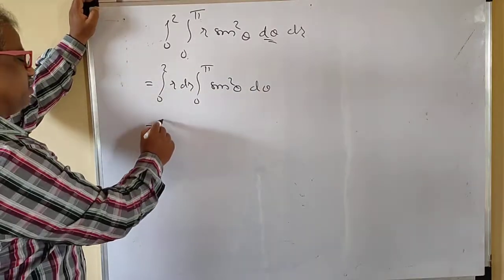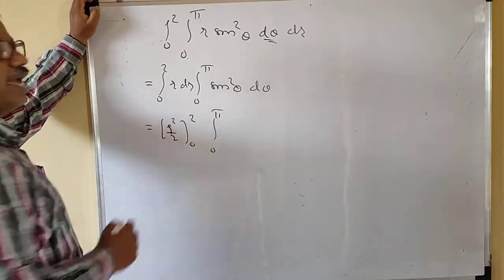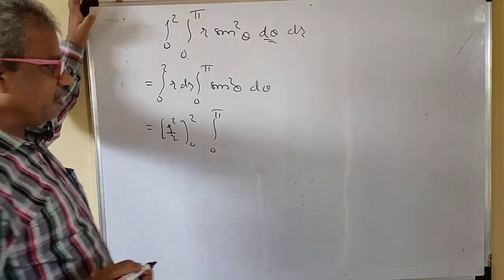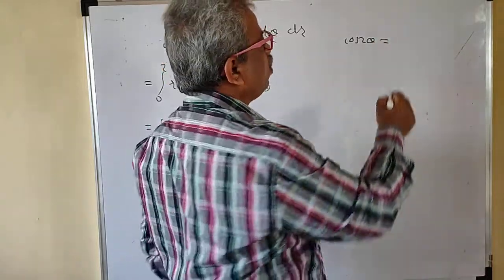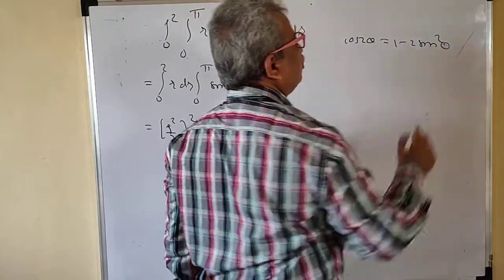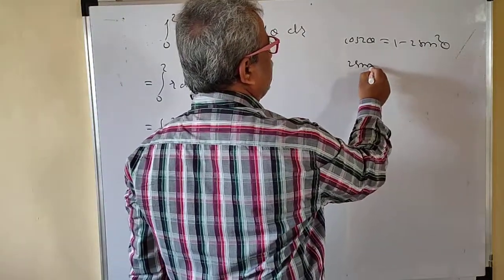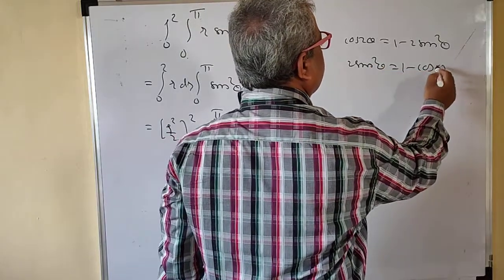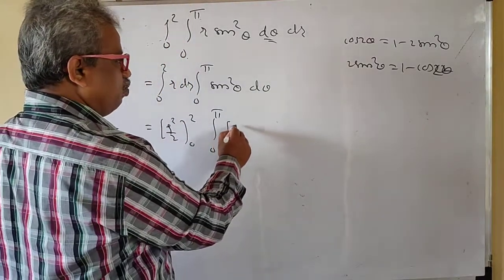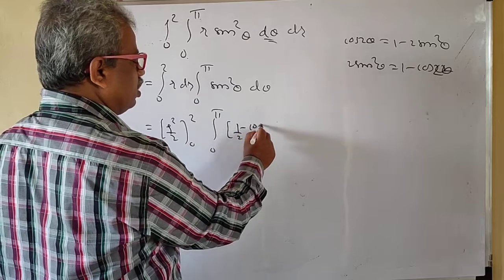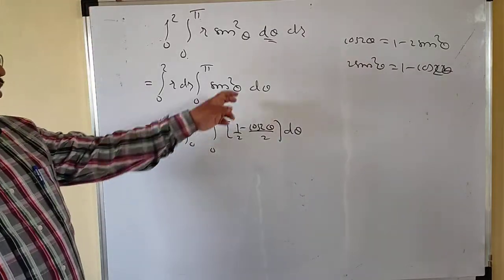So now I will integrate this. This is r square by 2, 0 to 2. Now here, 0 to pi. Sin square theta is not directly integrable. You know that in the formula for cos 2 theta, there is the sin square: 1 minus 2 sin square theta. So I shift the term: 2 sin square theta is 1 minus cos 2 theta. So sin square theta is nothing but 1 minus cos 2 theta upon 2. This is the value of sin square theta.